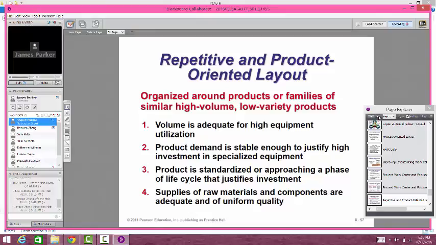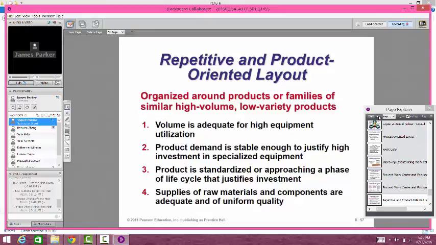Repetitive and product oriented, so high volume, low variety. So, beer, potato chips, something like that. Huge volume, high equipment utilization. Every piece of equipment that's in there is going to be working. It's not like some hospital where you have some special equipment that's only needed once or twice a year. The stuff that's in a product factory, if it's there, it's working pretty much full time.